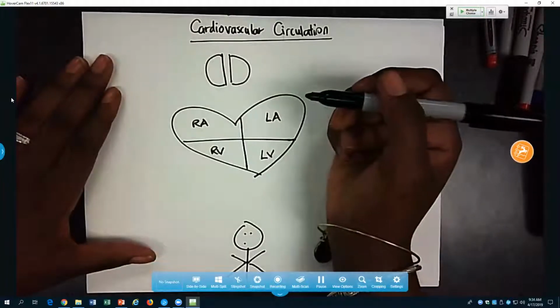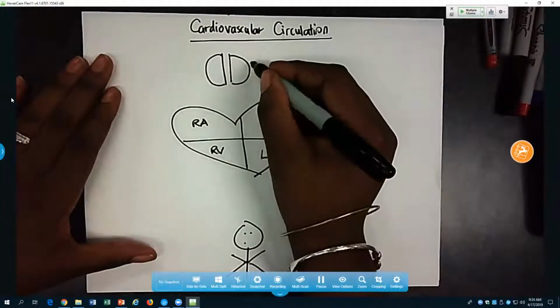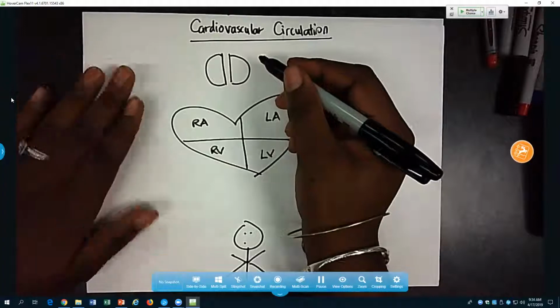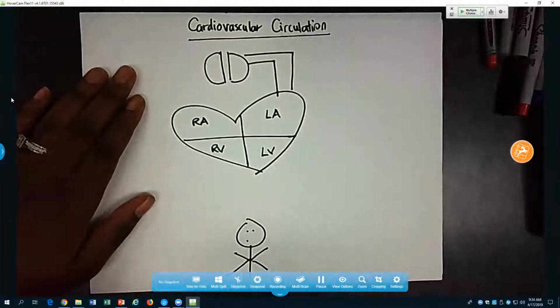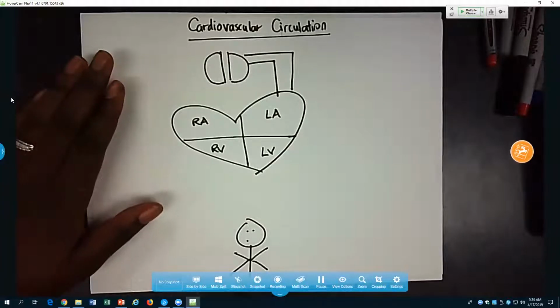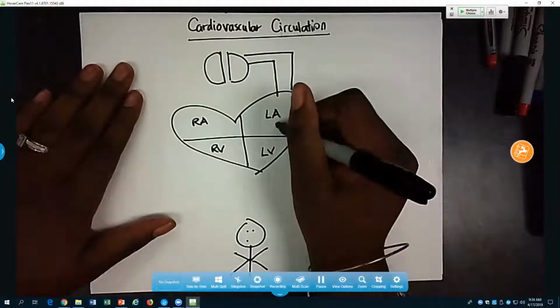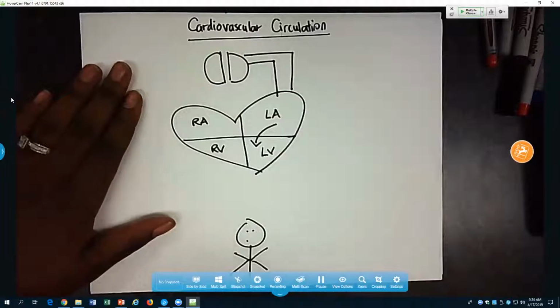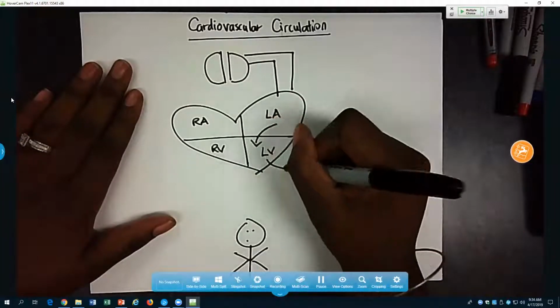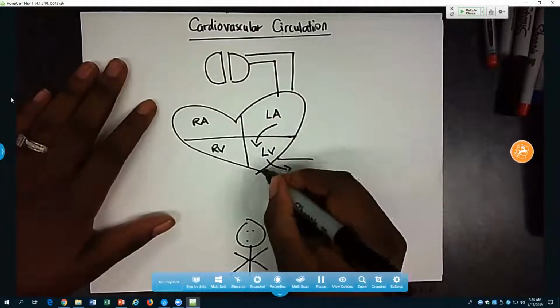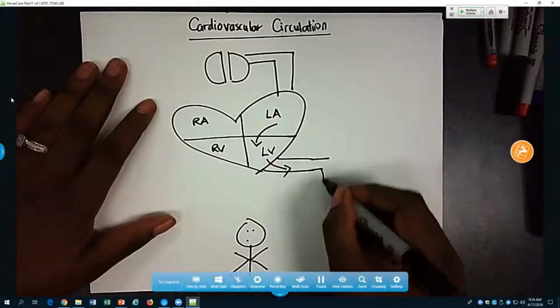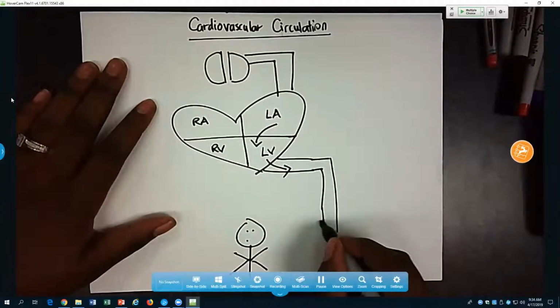So blood essentially leaves the lungs. Freshly oxygenated blood leaves the lungs and makes its way to the left atrium. From the left atrium, it's going to move down into the left ventricle through a valve. We'll talk about that valve. And then it's going to leave the left ventricle under high pressure and move out into the systemic circulation.